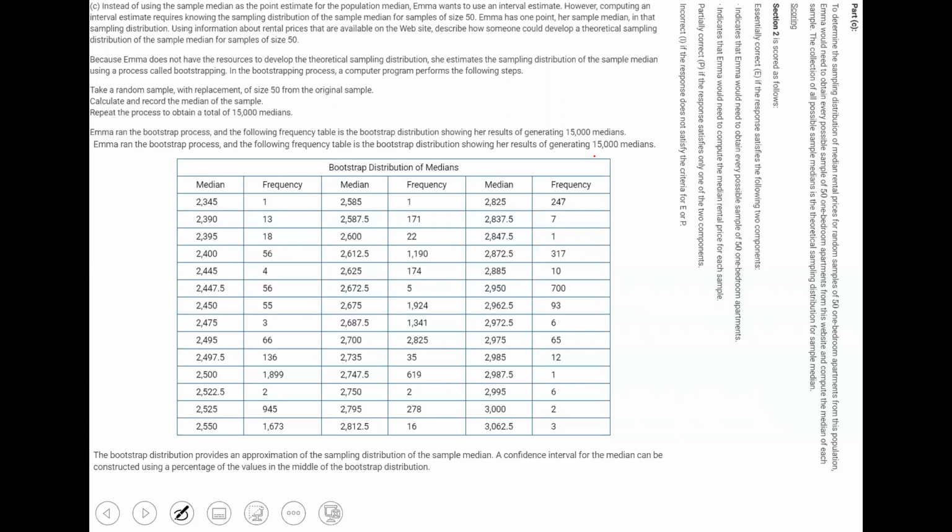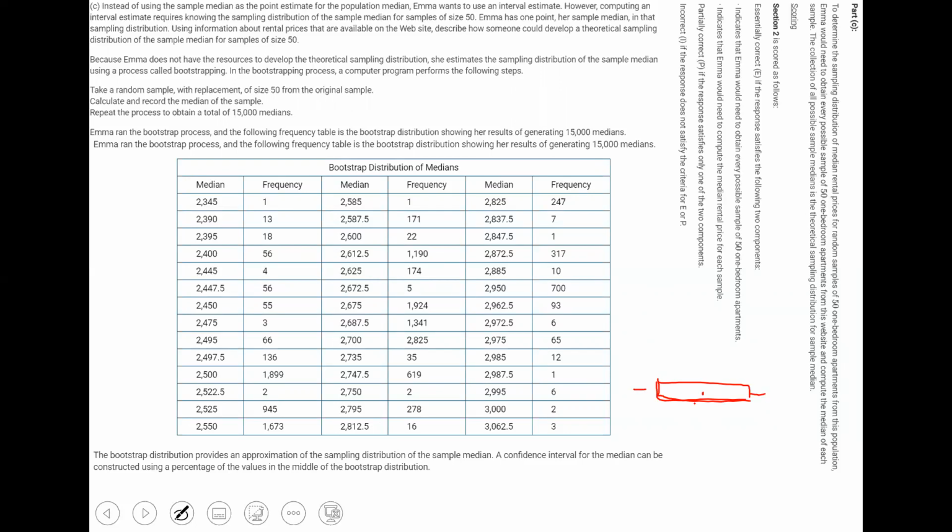Okay. However, computing an interval estimate requires knowing the sampling distribution of the sample median of sample of size 50. Emma has 1 point, her sample median, in that sampling distribution, right? So that would be the point estimate, right? Point estimate is at one single point, and then when we construct a confidence interval, we have an interval estimation, right?